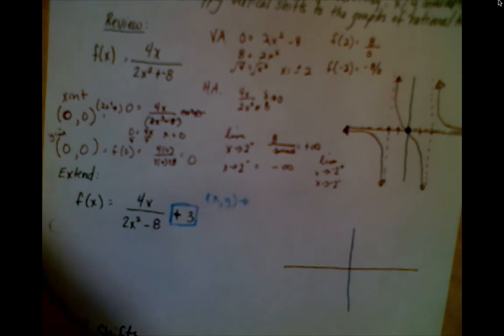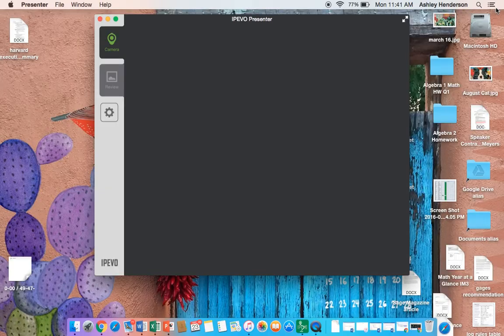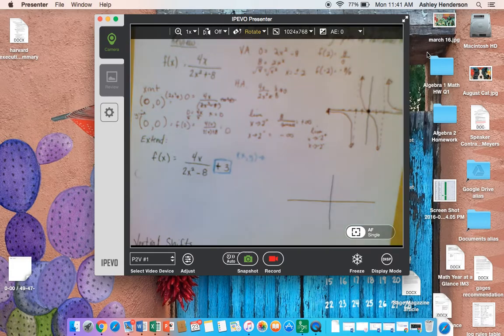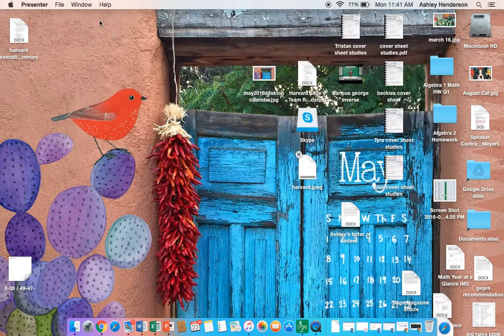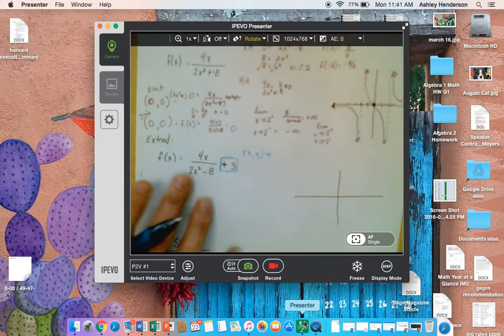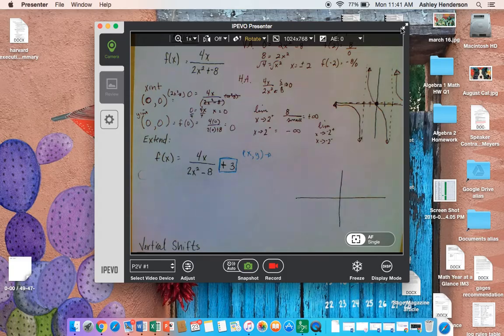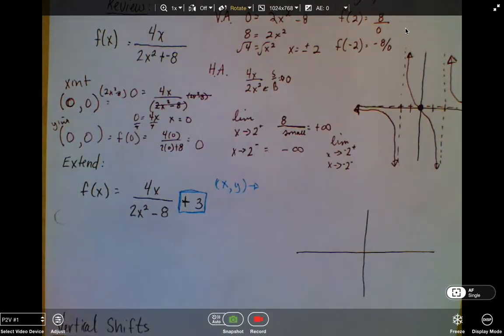I'm gonna, whoop, I didn't want to do that. Let's see if this fixes. There we go, the perks of working with cheap equipment.